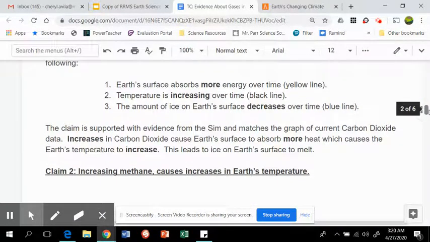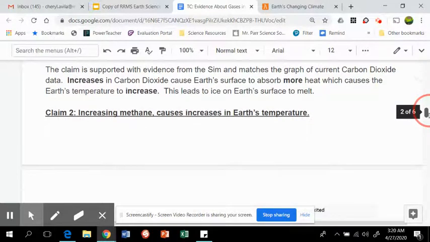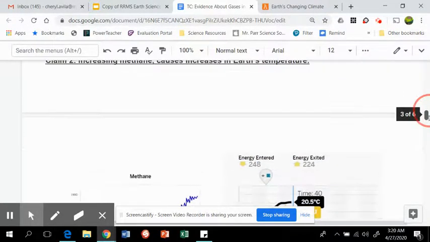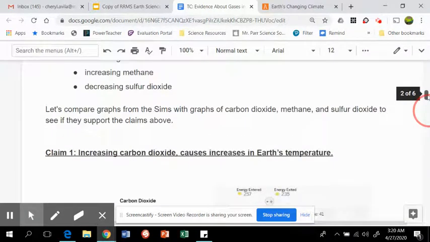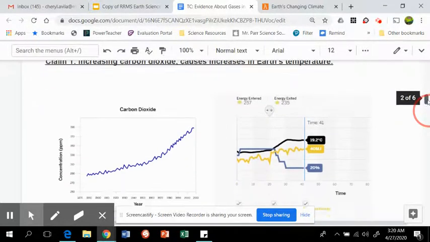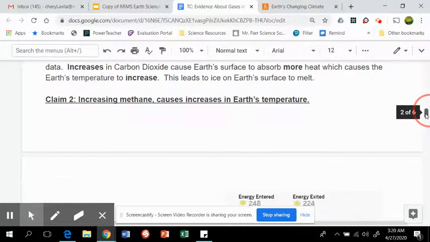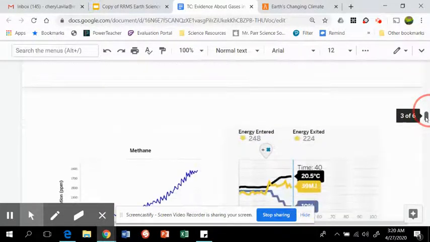The claim is supported with evidence from the SIM and matches the graph of current carbon dioxide data. Increases in carbon dioxide cause Earth's surface to absorb more heat, which causes the Earth's temperature to increase. This leads to ice on Earth's surface to melt. Okay, now looking at claim 2, which is increasing methane causes increases in Earth's temperature. So we could definitely say that claim 1 is supported. Increasing carbon dioxide causes increases in Earth's temperature. So looking at claim 2, increasing methane causes increases in Earth's temperature.